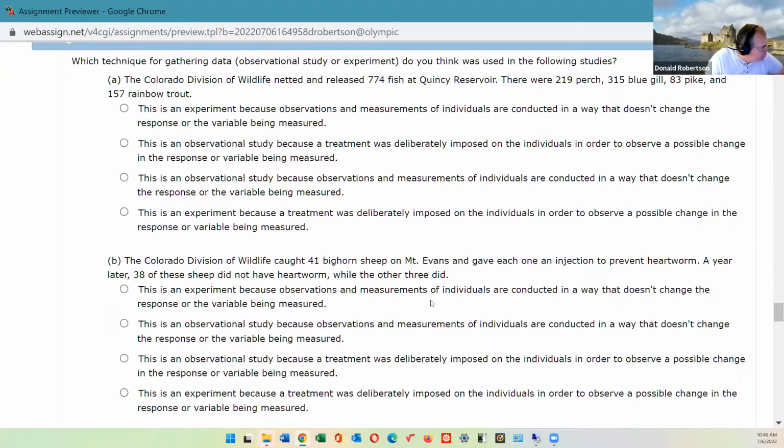Now, there are two ones. You have this one and you have this one. So let's see which one it is. The second dot, this one here: it's an observational study because a treatment was deliberately imposed on them. No, it wasn't. This is an observational study because observations and measures are conducted in a way that doesn't change the response variable. I wish they'd phrased it less like a lawyer, but that's the one, right?